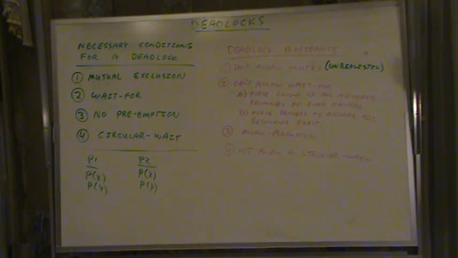We could have a rule on our operating system that says for every resource that there is, we're going to number them sequentially, and when you ask for them, make sure you ask for them in number order.